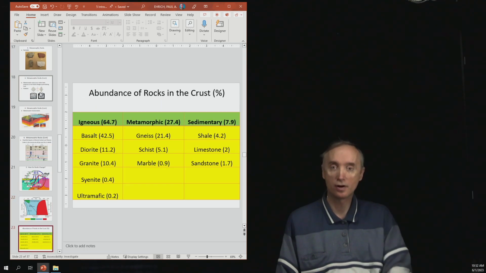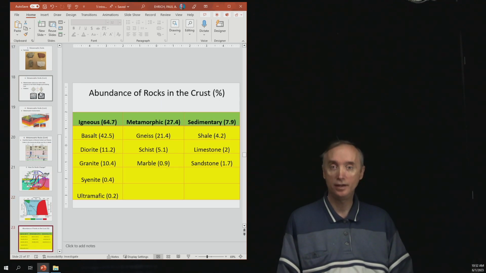From this chart, I'd like for you to know that igneous rocks are the most common rocks inside the earth and in the crust. You notice that the sedimentary rocks, even though here in Missouri it seems like there's a lot of sedimentary rocks, are a very, very thin veneer that covers the crust of the earth. So the majority of the rocks in the crust of the earth are going to be igneous rocks.